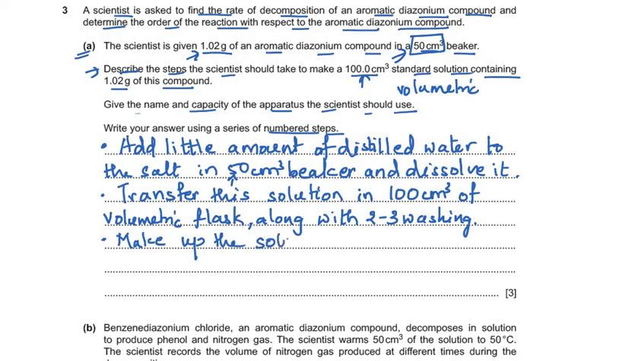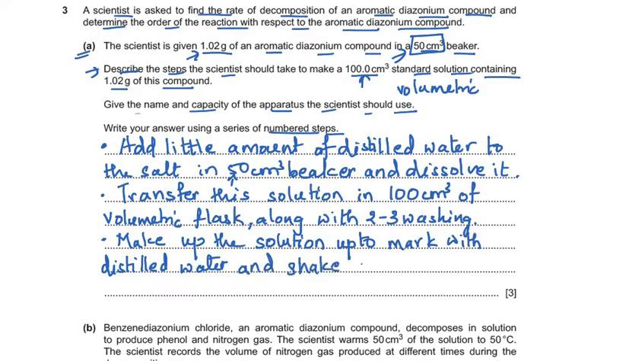Make up the solution up to the mark. Now each of the volumetric flask will have a small mark on the neck of the volumetric flask. So make up the solution up to the mark with distilled water, so we'll be adding distilled water to the volumetric flask up to the mark, and shake well.